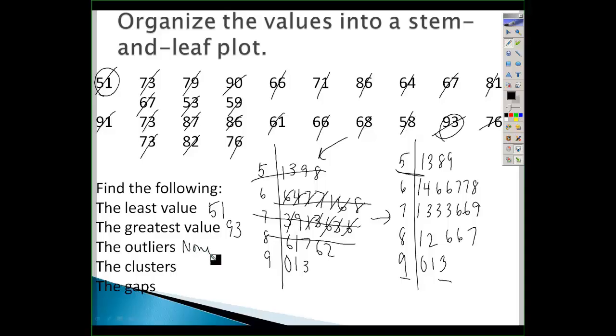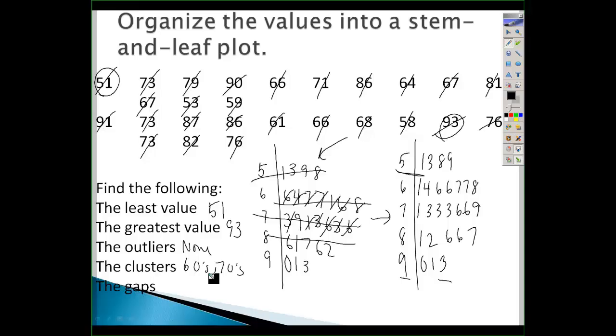And as for clusters, it looks like I have a couple clusters here. I have a cluster in the 60s and a cluster in the 70s. So I'm going to say there's two clusters, the 60s and the 70s. Or I could even say more specifically, I have a cluster from 86 to 87 because I have three numbers in only two spots. But for now, that's fine. The clusters are more of an opinion more than anything. They will really be obvious when they're supposed to be clusters.